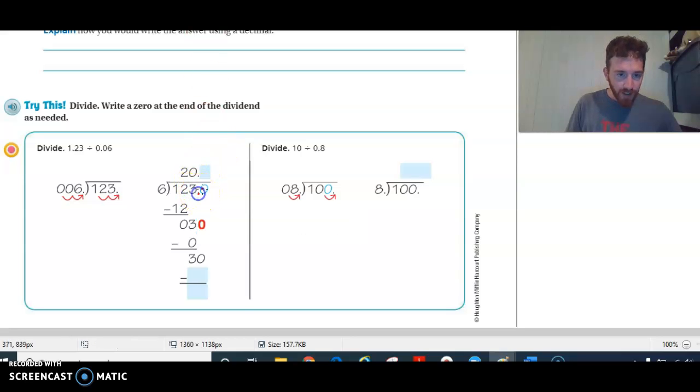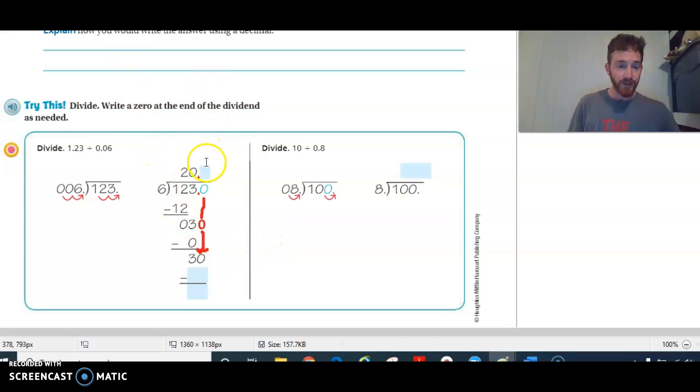here, and then the 0. So you've got to put that decimal point if it's not there, because if we add a 0 onto here, it'd be like 1,230. We don't want that. We want it to stay 123, so that decimal allows us to do it. And then we can bring down that 0 and think, how many times would 6 go into 30?